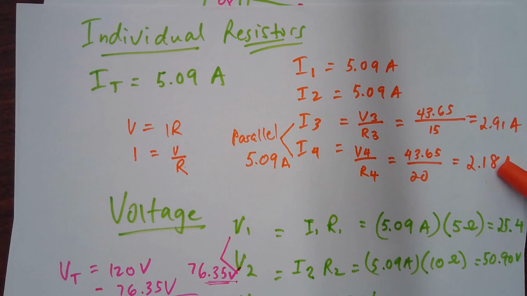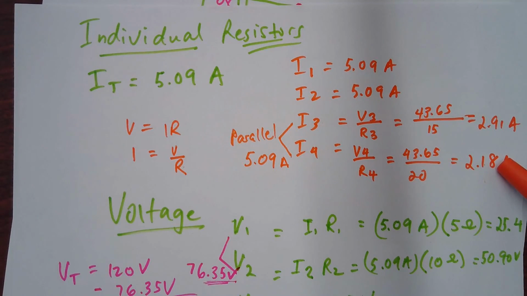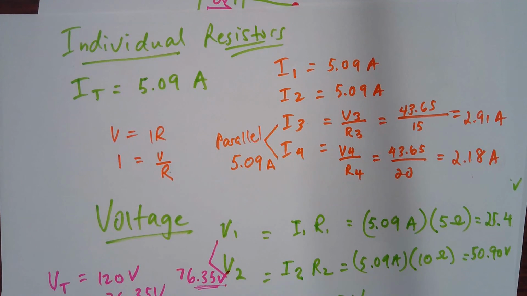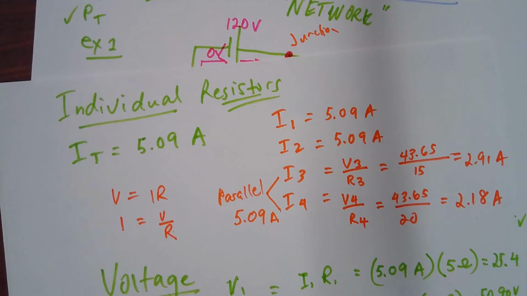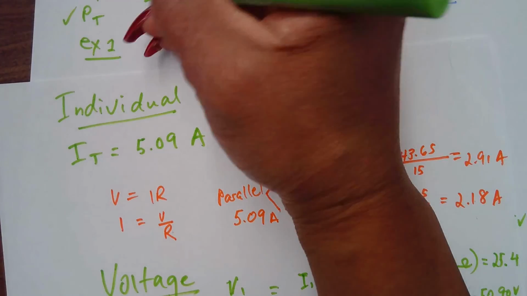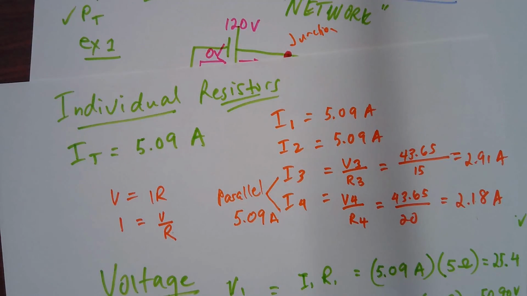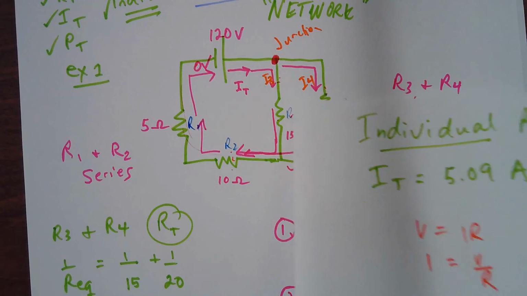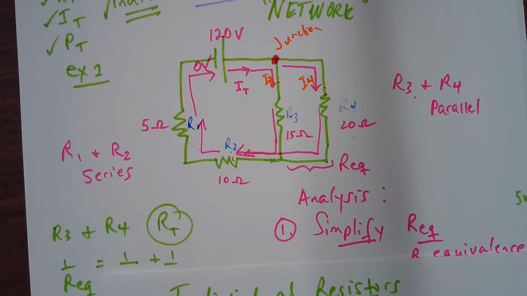So in a parallel circuit, the total of these two individual currents is equal to the total current of the whole thing. So we've just analyzed all the individual current and all the individual volts, and we're done. That is the analysis of this circuit right there. In the parallel, we say we have the same voltage, right?